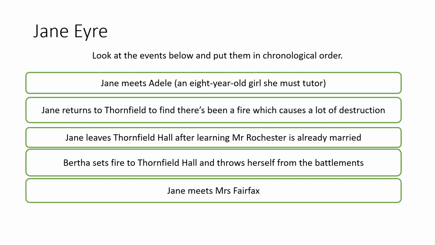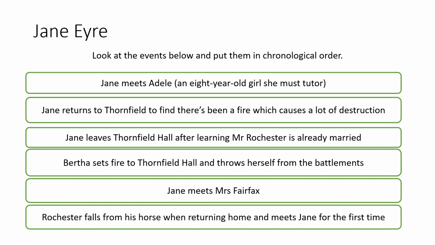Jane meets Mrs. Fairfax. And finally, Rochester falls from his horse when returning home and meets Jane for the first time. So again, these events aren't already in order. I'd like to pause the video here and take your time, work through them, and make sure you can actually put them in the right order in which they occur within the novel.